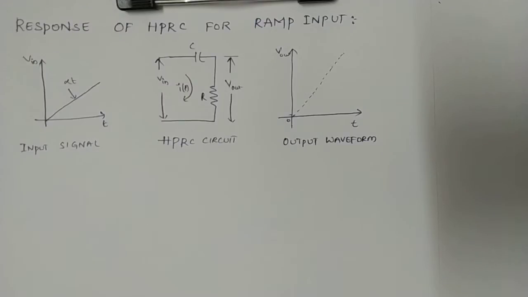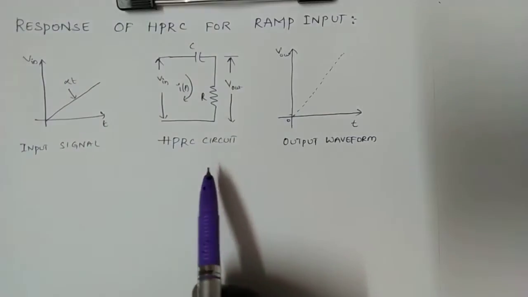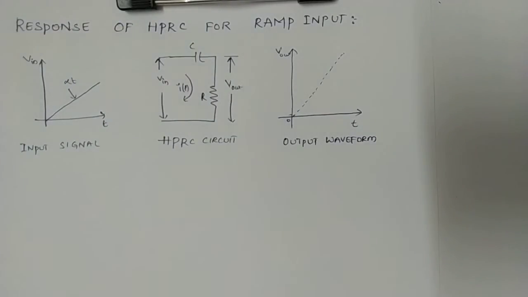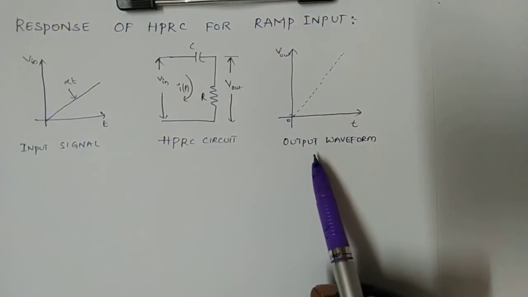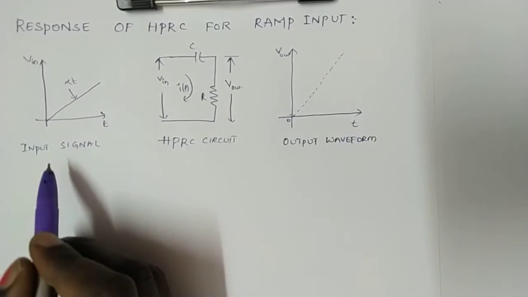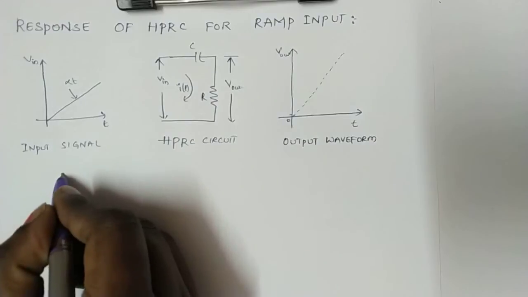Today's topic is the response of the HPRC circuit for a ramp input. Here is the input signal, which is the ramp input signal, and this is the HPRC circuit. For this HPRC circuit, I am applying the ramp input signal, and we will observe how the output waveform will appear.